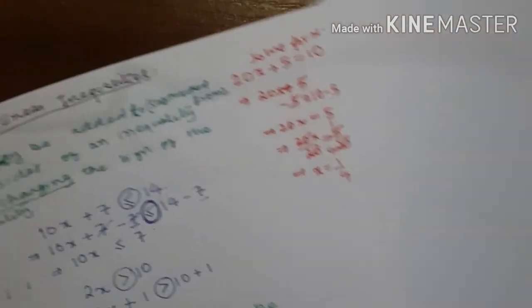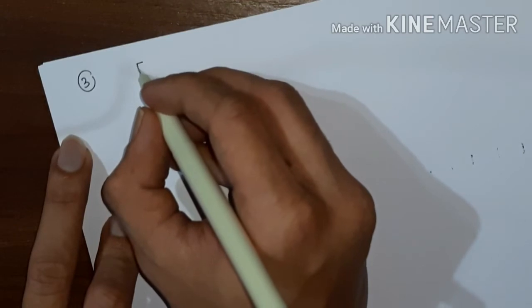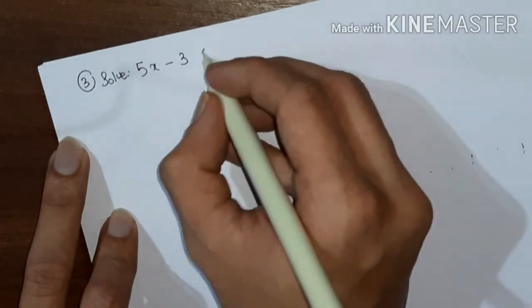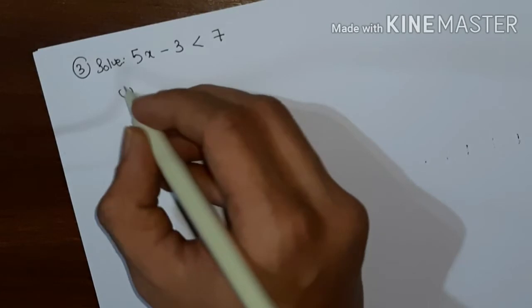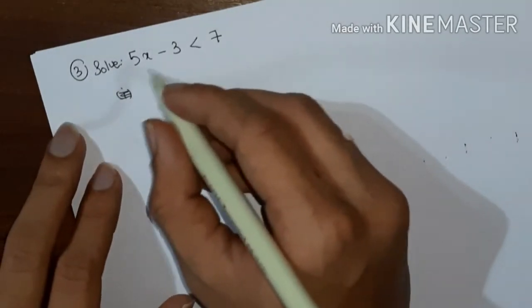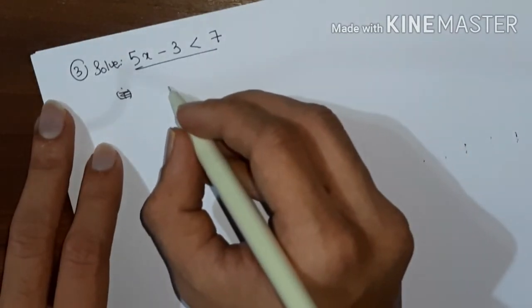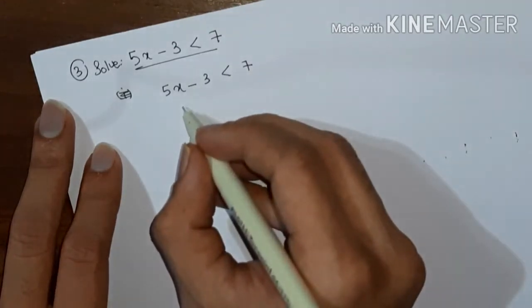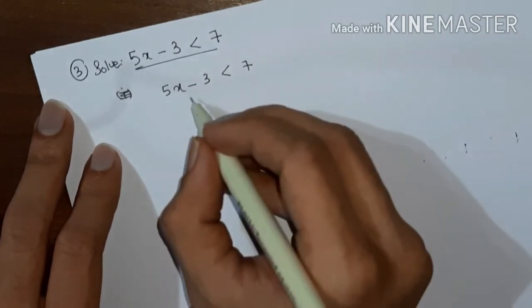Now let us go to the third problem. The third problem is: solve 5x minus 3 less than 7. First we'll solve the inequality for x. So you have 5x minus 3 less than 7. We have to keep this x alone on one side.